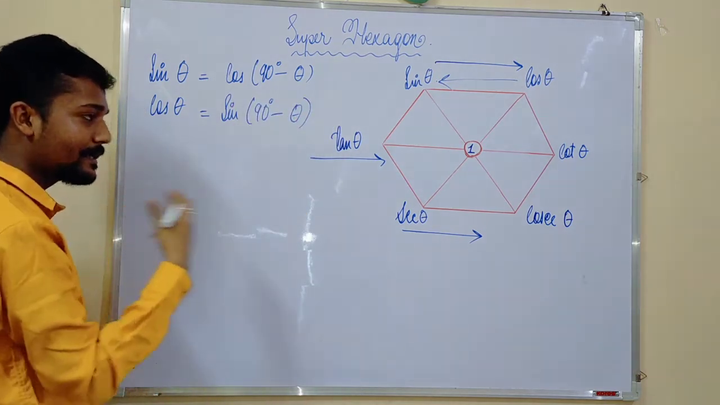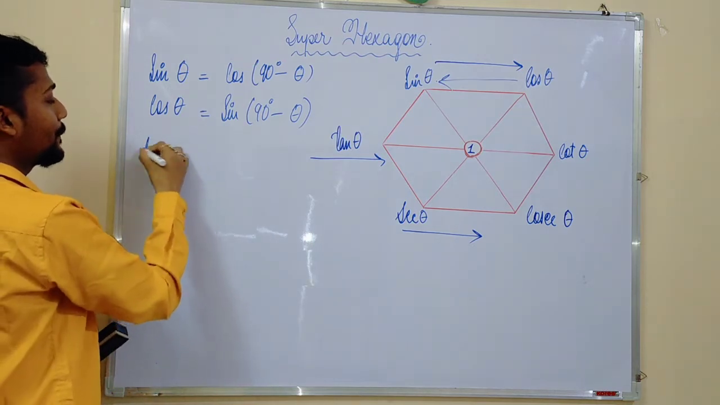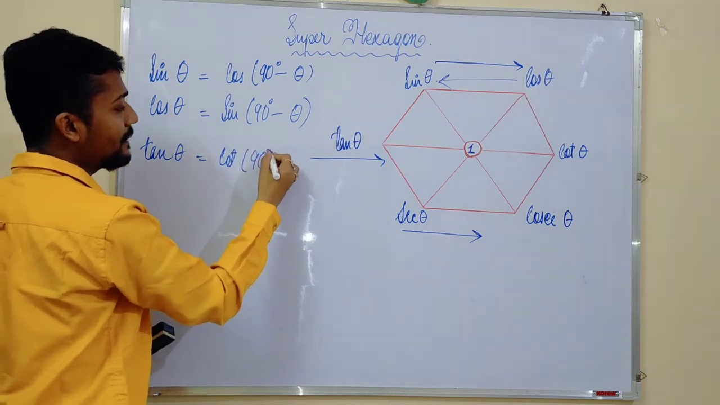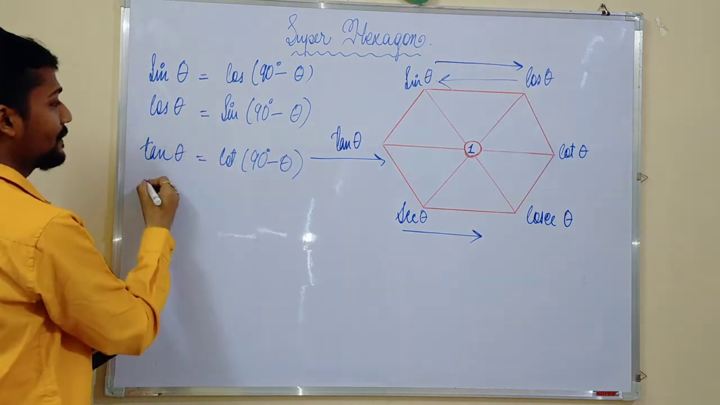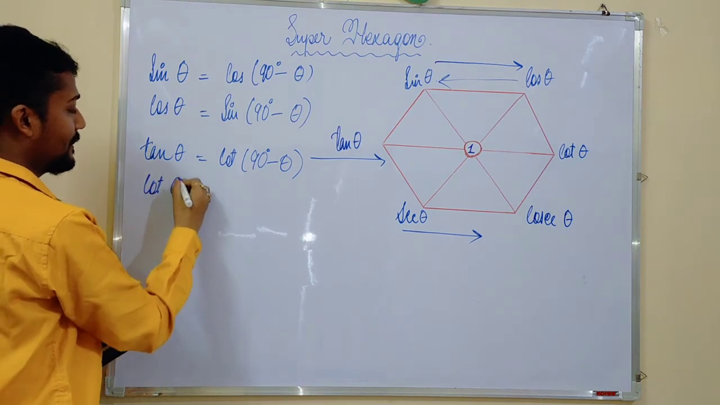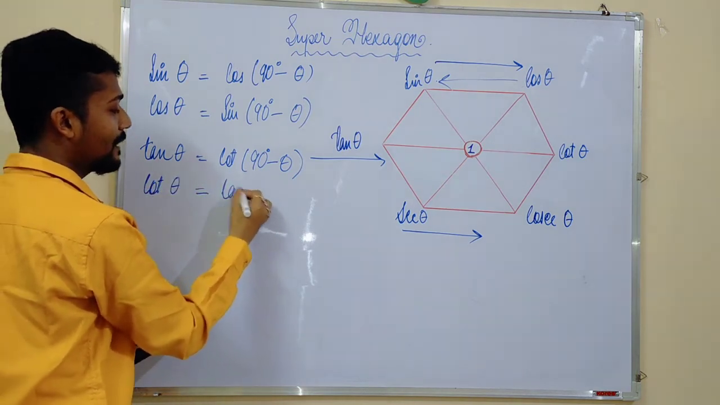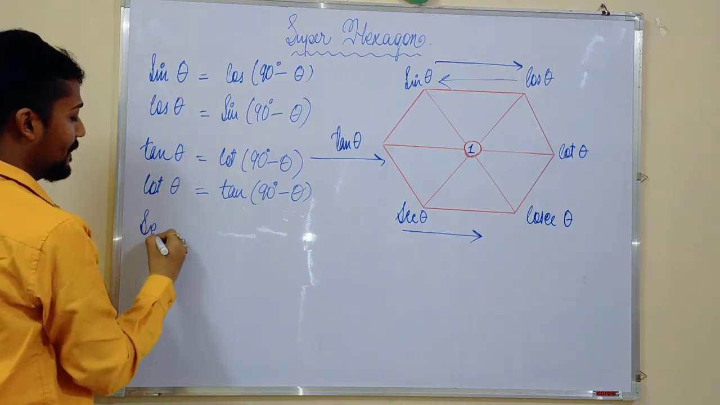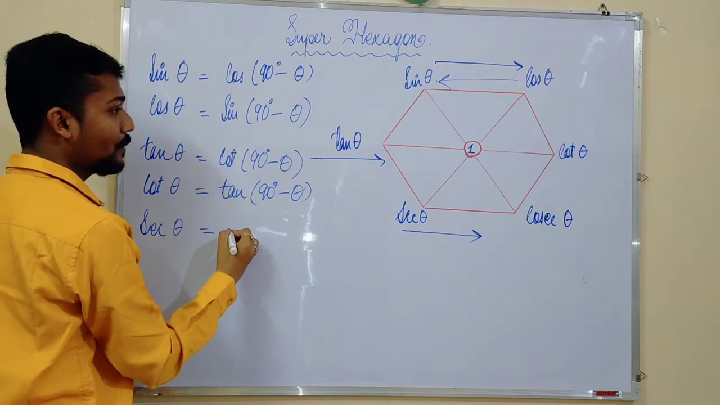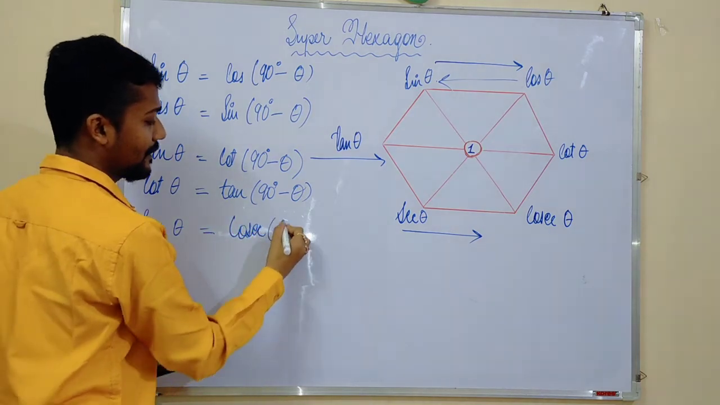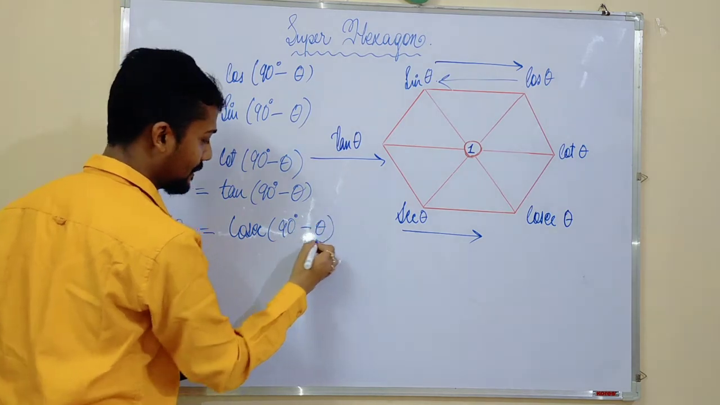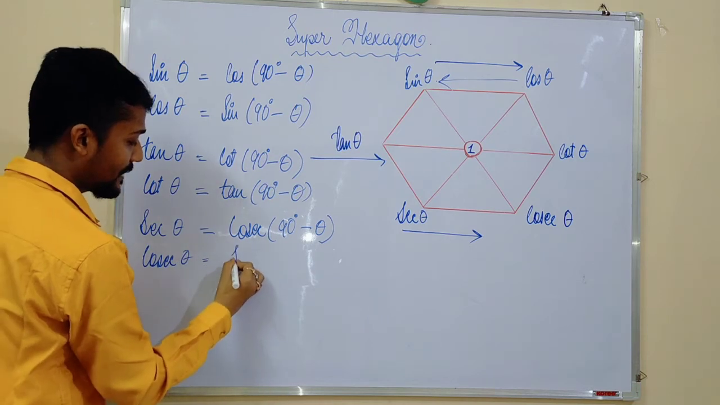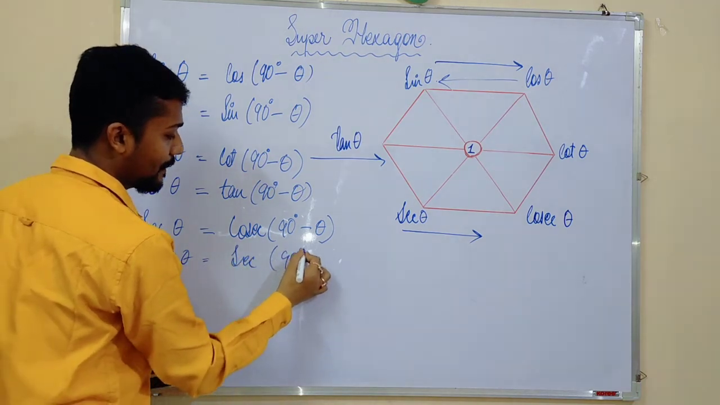We will go in the horizontal manner, okay? Then tan theta is equal to cot 90 degree minus theta. Next, what can we say? Cot theta is equal to tan 90 degree minus theta. What next? Sec theta is equal to cosec 90 degree minus theta. What can we write again? Cosec theta is equal to sec 90 degree minus theta.